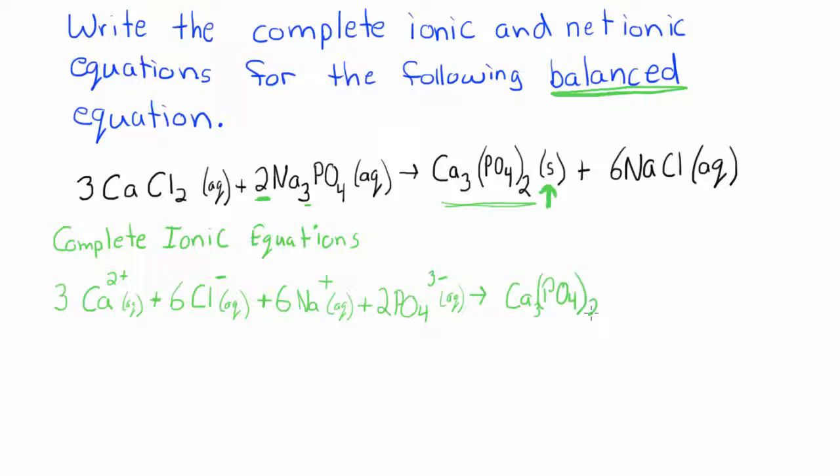So this is actually nice. We don't have to break this all up into ions. I think we'd run out of space. So calcium phosphate is a solid, so you write that S for the solid state, and that's all we have to do with that one. Now let's do the sodium chloride.